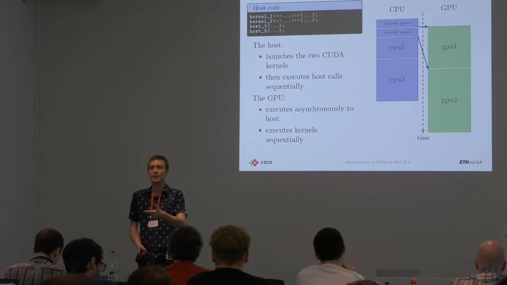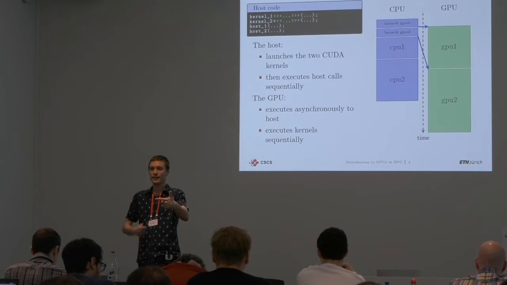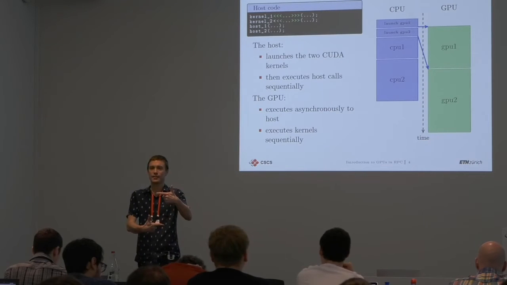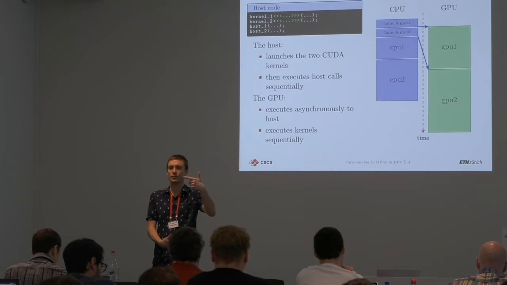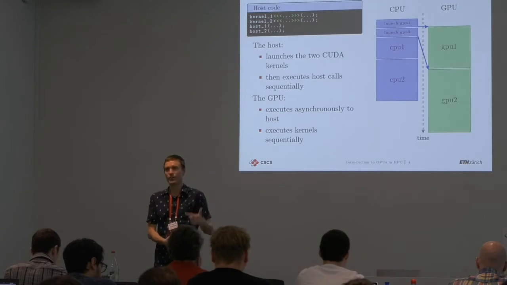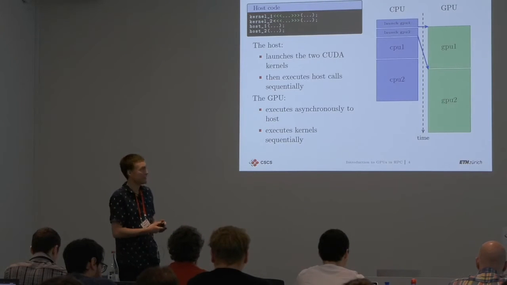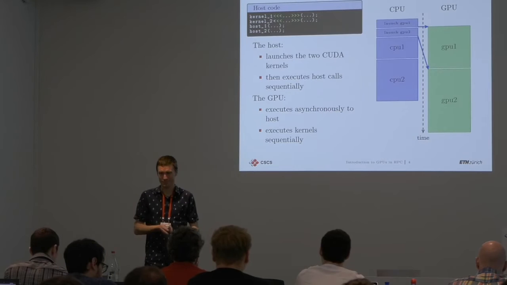So let's say the first one modified X and the second one was reading X. If you have two kernels running one after the other in the same stream, it's guaranteed that the second kernel is going to see the changes to X. If you put them in different streams, then all bets are off.